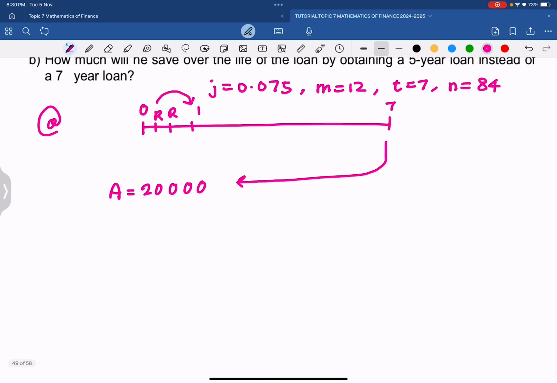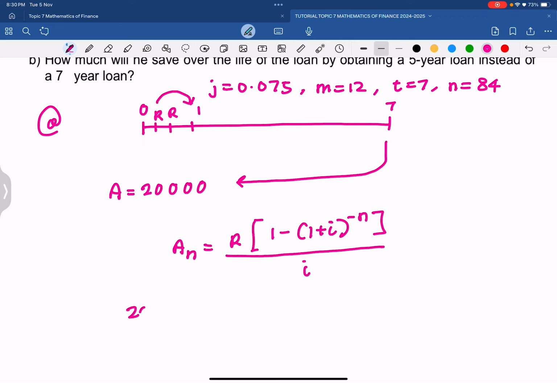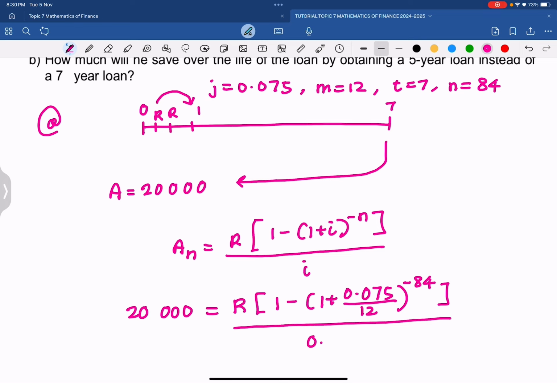Alright, now let's put into the formula. A N equals to R, 1 minus 1 plus I power negative N divided by I. Okay. So 20,000 equals to, we're looking for R, 1 tolak 1 tambah I means 0.075 per dengan 12, bahagi negatif 84, bahagi dengan 0.075 per 12. Okay, sekarang cari R.